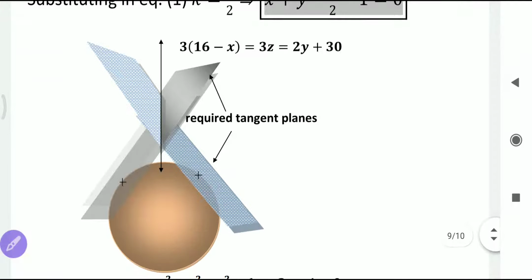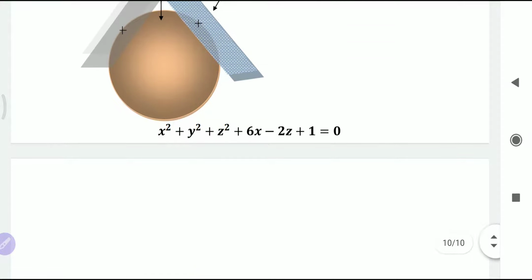I hope you are getting the idea. So that's it for today. In the next lecture we are going to see the section of a sphere by a tangent plane. Thank you.